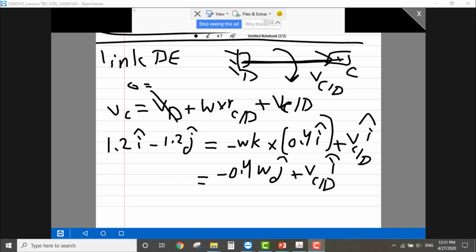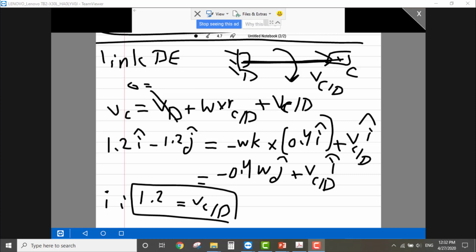So now we have two equations with two unknowns. For the I equation, we have 1.2 on the left side, and on the right side we have VC with respect to D. So this is the direction and magnitude of VC with respect to D: in the I direction, and its value is 1.2 meter per second.